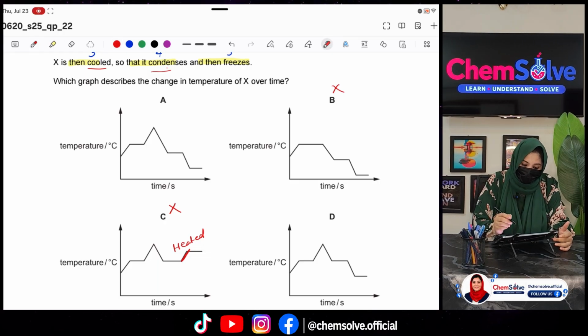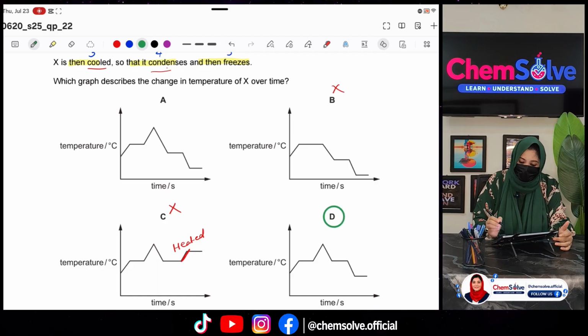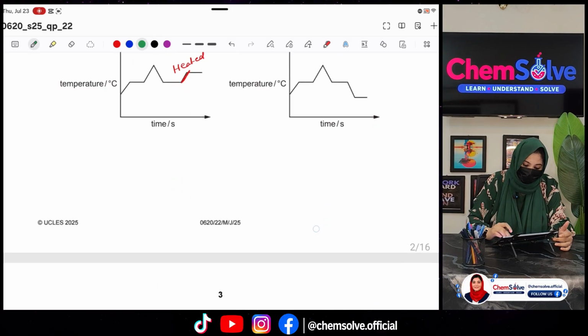Why? Because here, can you see, when it cools down and condenses, this line does not have a steeper slope, while here the slope is like this. It just quickly comes and then freezes, while here it takes time, and then it takes some time for the freezing, and then it comes to the freezing temperature. So that's why D is the correct option for question number 2.